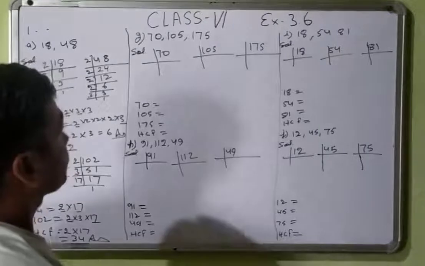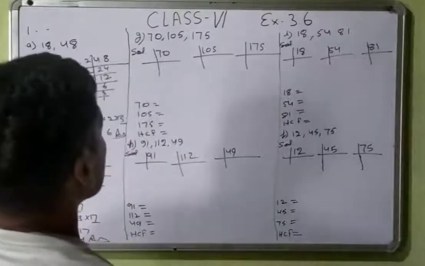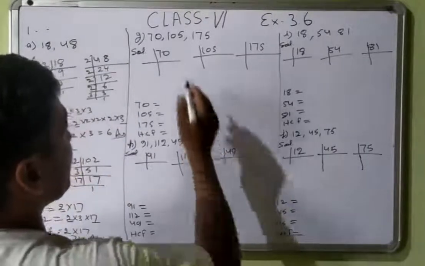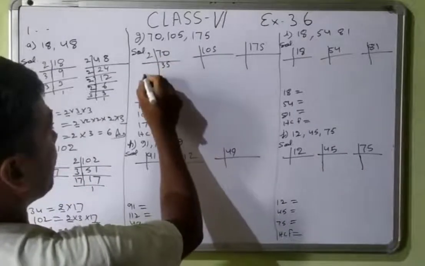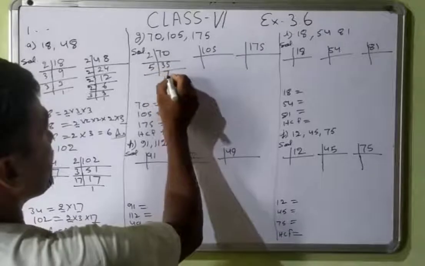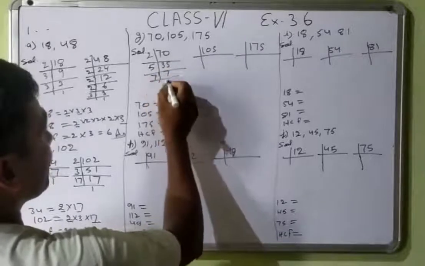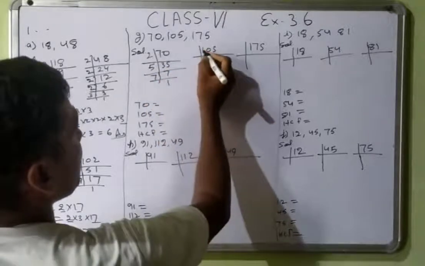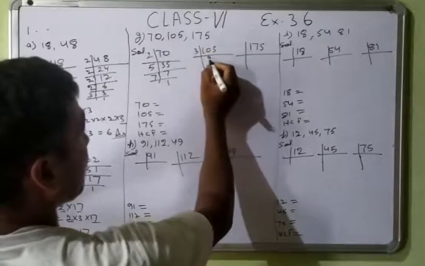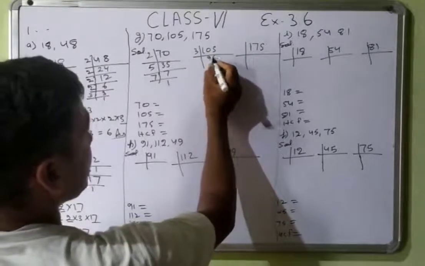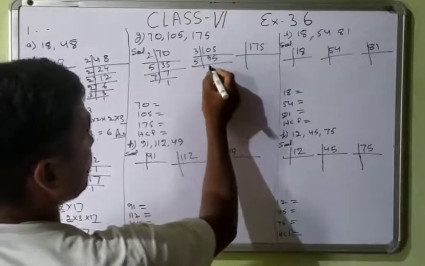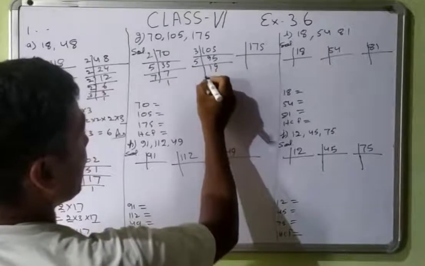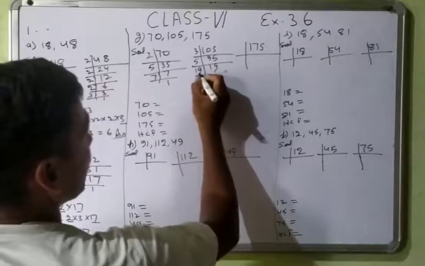G part: 70, 105, 175. So that will be divided by 2, 35. And then divide by 5, 7. Then divide by 7, 1. Then divide by 3, 3 threes are 9, 3 fives are 15, and then divide by 5, 5 ones are 5, 5 nines are 45, and then 19.